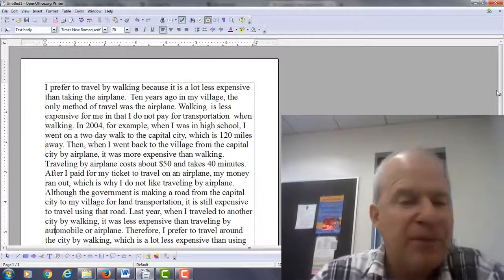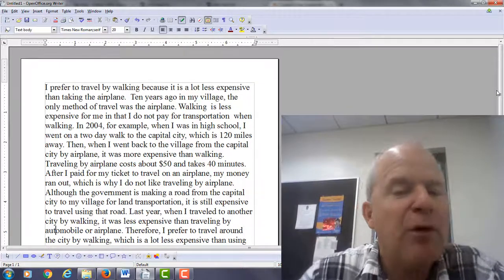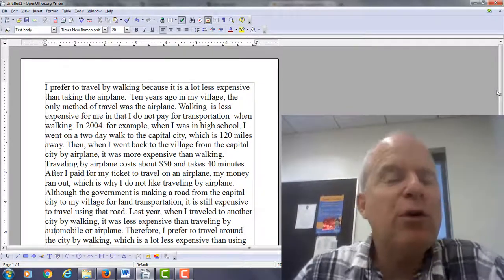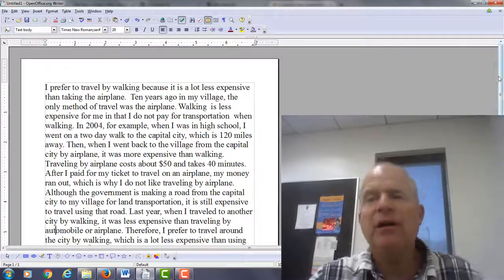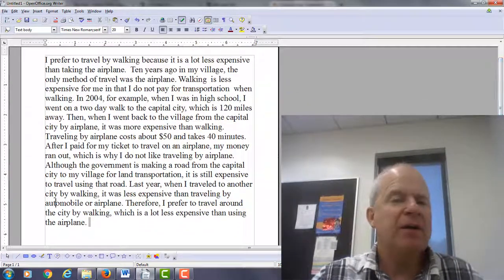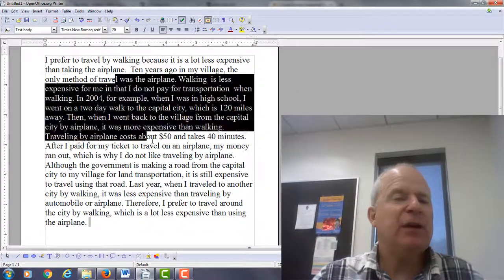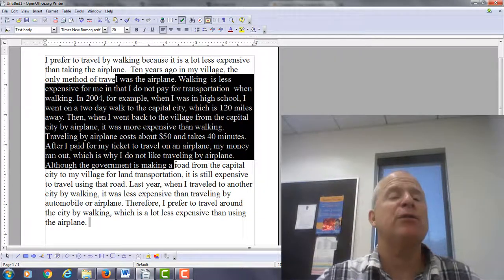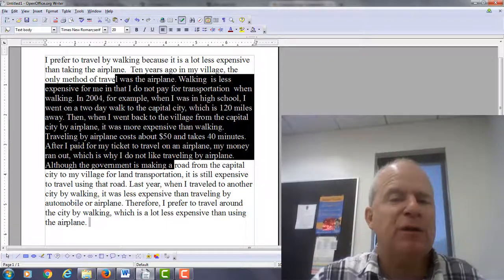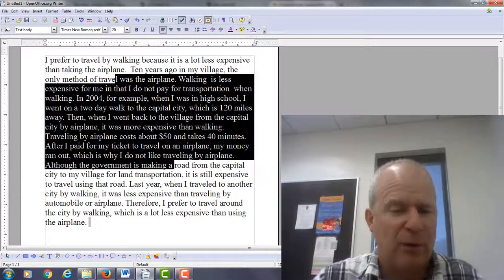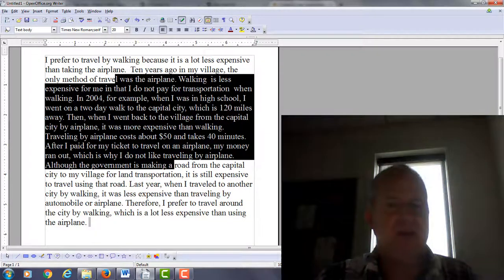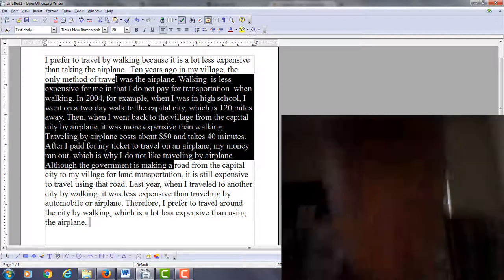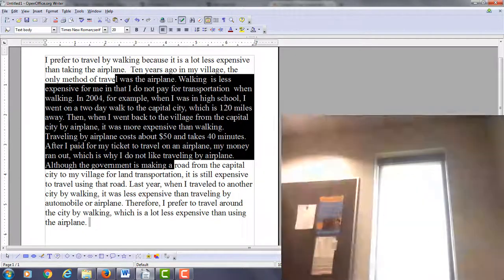And this is a better paragraph than the one you wrote originally. It really is. So I like the idea here. You gave the example about walking from one city to the next, and it was amazing. You walked for 2 days, 120 miles. That's 60 miles a day. That is a long way to walk in one day. I'm telling you. Yeah, hold on a minute.